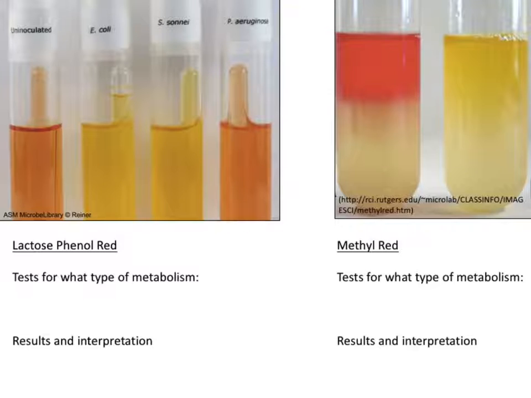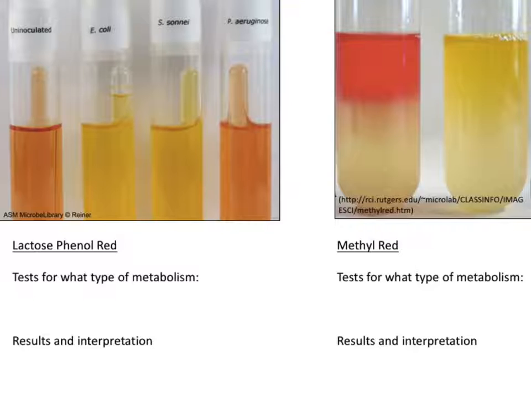Okay. Questions on this particular test? So the big things that I'm expecting you to know for these, and this is objective 4.5, it's being able to analyze and interpret these tests. So analyzing meaning, is there a color change? Is it positive or negative? And then the second part being, what does that actually mean? Ferments lactose in this case.